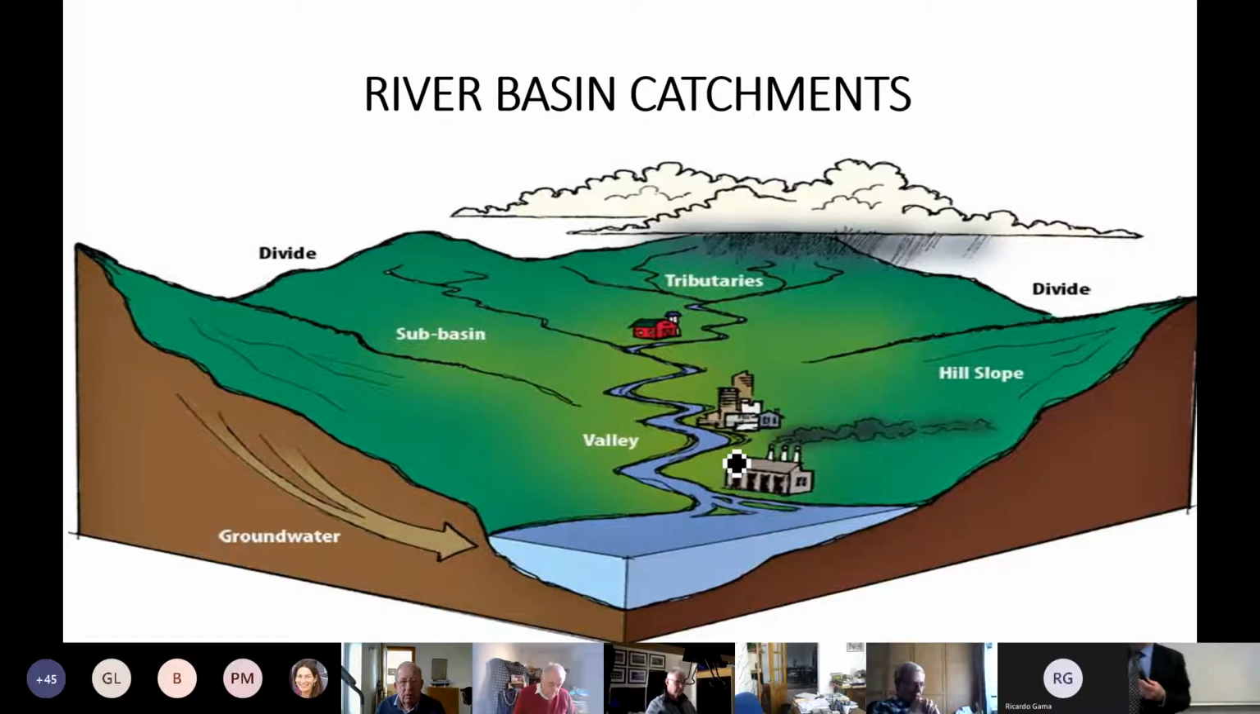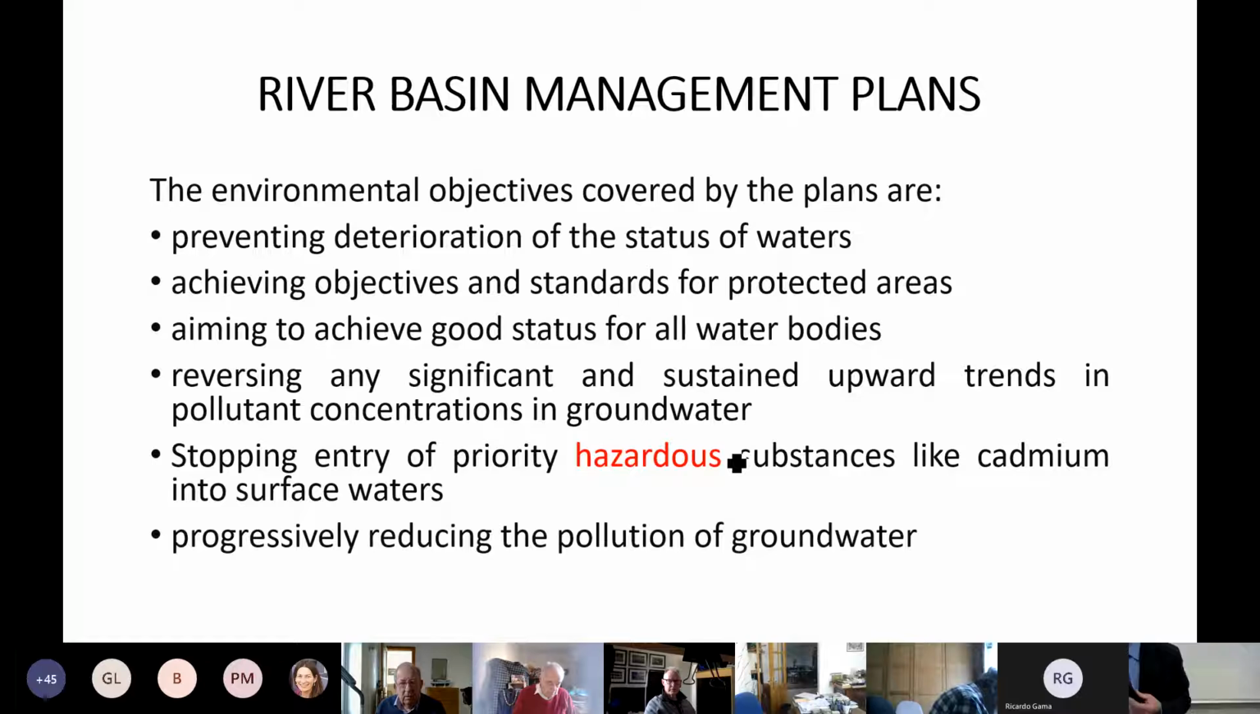Now, the directive and the implementing regulations work on river basin catchments. There are 100 river basin catchments in England, and they're divided into 10 river basin districts for the purpose of river basin management plans.